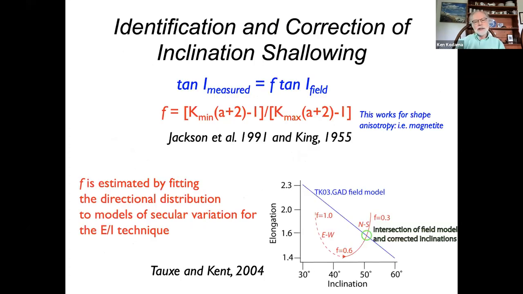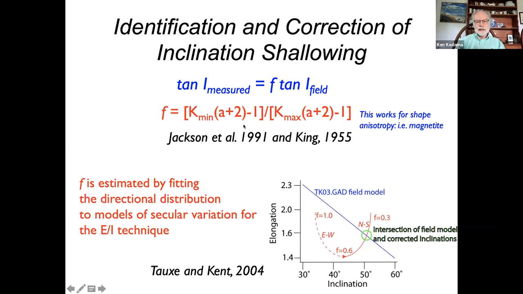So that leads us to the mathematical correction. This was published by Mike Jackson. And basically they used, of course, this equation from King, which shows the inclination shallowing is related to the tangent of the inclination, and this F factor between 0 and 1. It tells you the degree of inclination shallowing between the inclination you would expect for an accurate representation of the field and what you measure in the shallowed sediments. And it's a function, as Mike and his co-authors pointed out, of the ratio of the minimum bulk anisotropy to the maximum.